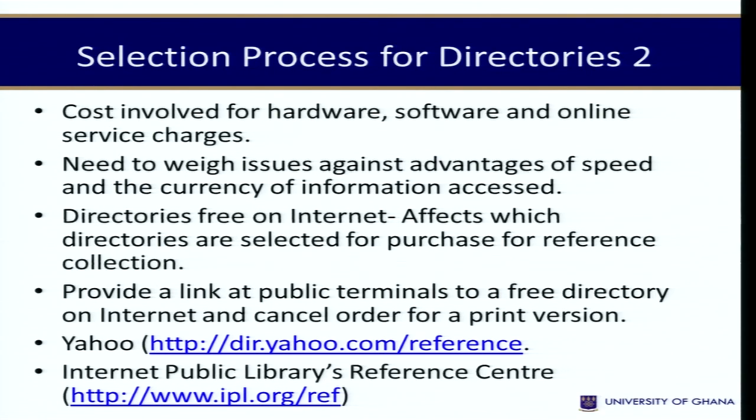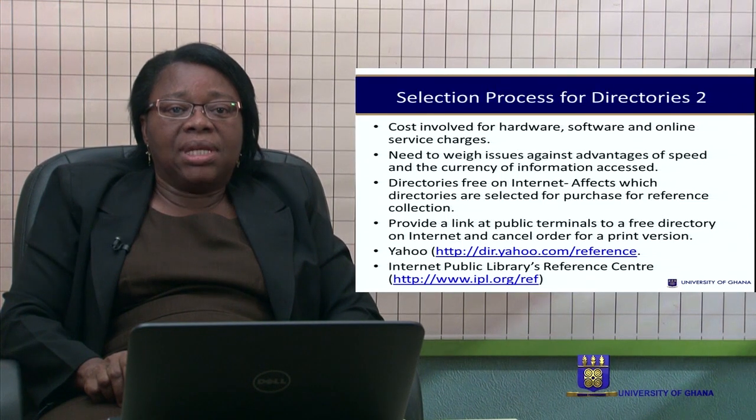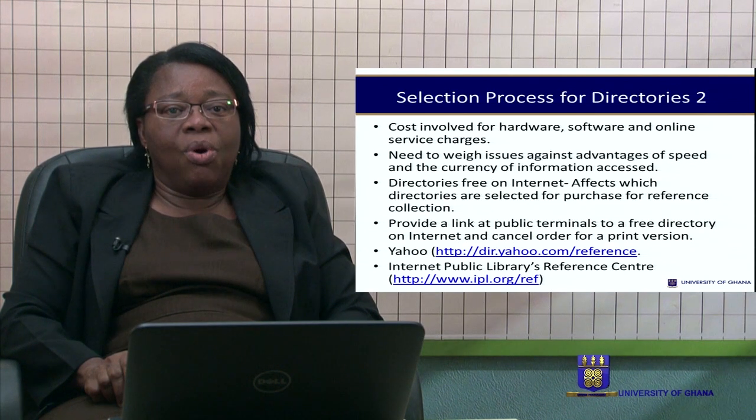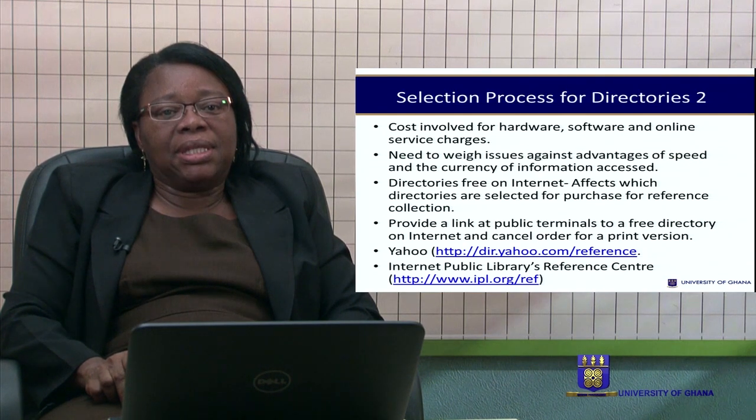Now, other selection criteria for directories include the cost of hardware, software, and online service charges. I mentioned to you that when it comes to costs in relation to online databases or CD-ROM, it is not just the physical cost of the CD-ROM or online database, but there are other costs, such as the hardware you use, the software you use, and the people that you need to train to help you use all those. Those form part of the cost of these online databases.